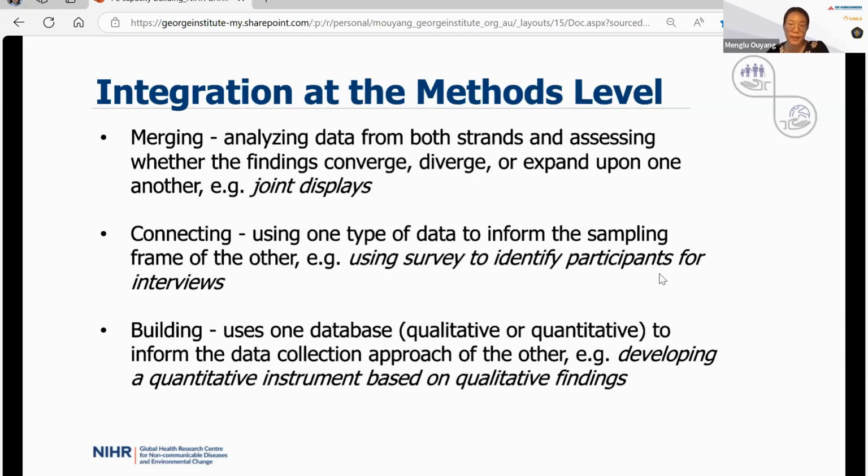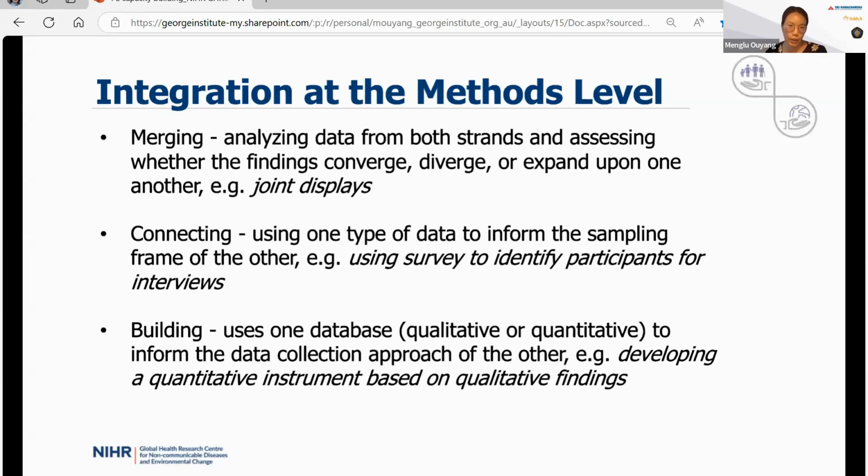So usually in the mixed methods design, we integrate both of the data types from 3 different approaches, including the merging, which means we analyze the data from both quantitative and qualitative data, and then assess whether the findings can be converged upon the other. For example, you can use a joint display to answer one question by both the quote from the qualitative research and also the numbers from your quantitative data.